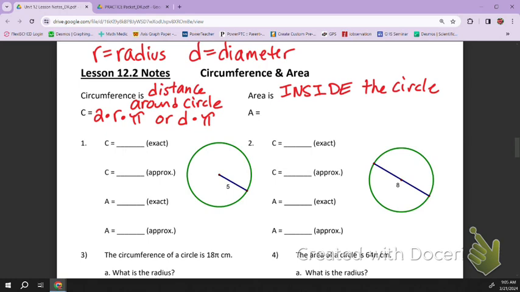Anyone know the area of a circle? From 8th grade? Pi. You're right, there is a pi. Just pi? Times r squared.